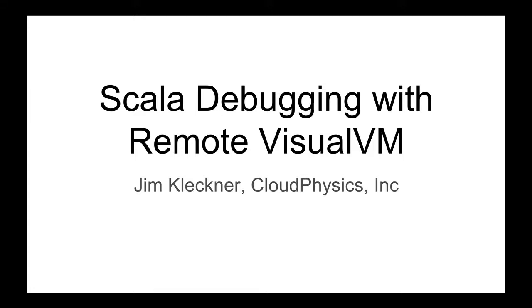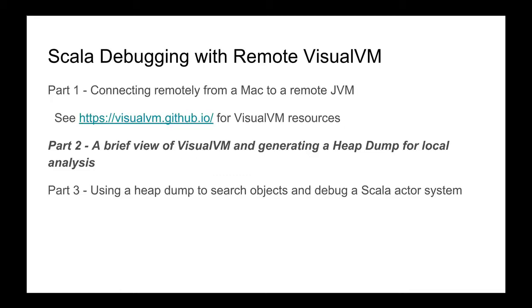This is the second of a three-part demonstration of how to debug a Scala service with a slow actor leak. The first part was how to set up networking and connect to the remote resource using a SOCKS proxy. The second part is just a brief view of using VisualVM. The third part is using a heap dump to work upwards to find the leaked resource and identify the fix to the actor Scala code.